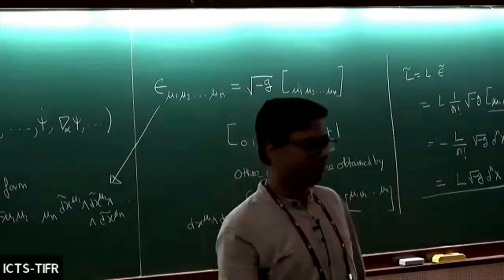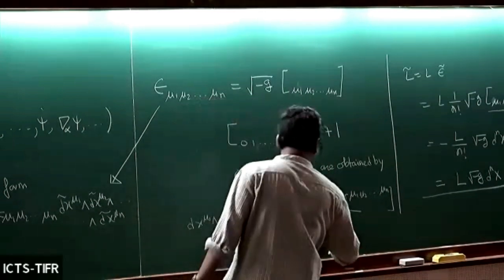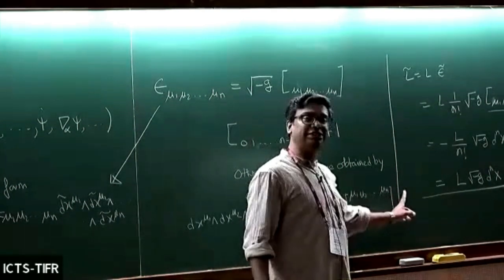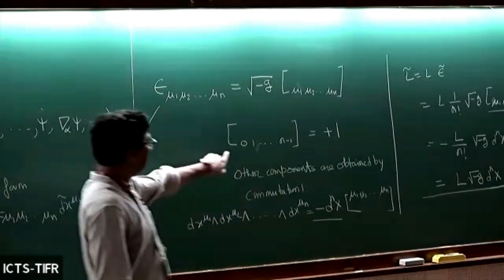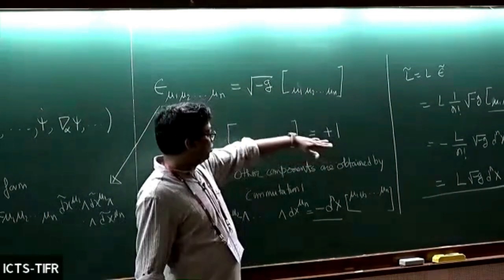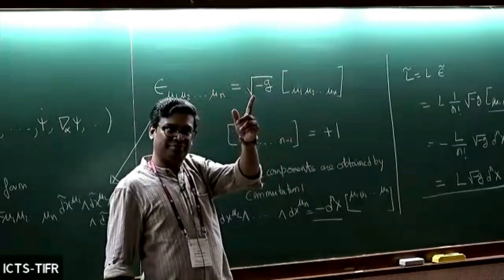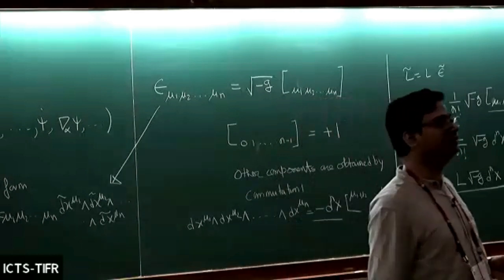Yeah? You can figure out why there is a minus sign. The normalization of it would require, look at this, this is normalized to +1. So if you take everything up, it will be normalized to -1. That is the reason for this minus sign. Any other question?